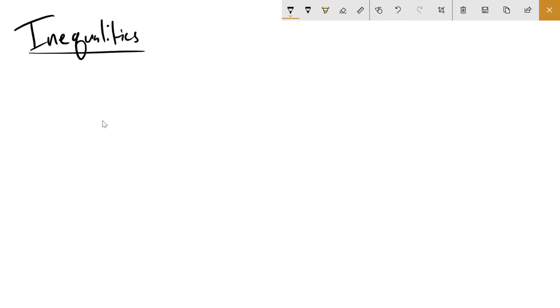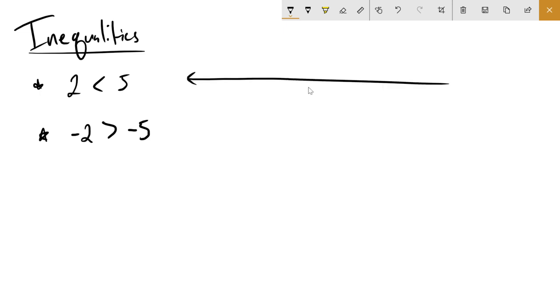So for example, we know that, say, 2 is less than 5, right? That's true. Now, how does -2 compare to -5? -2 is bigger than -5. Is that true? Yeah, why? It is because it's closer to 0, but it has to do with what inequalities measure: they measure where you are on the number line, right?